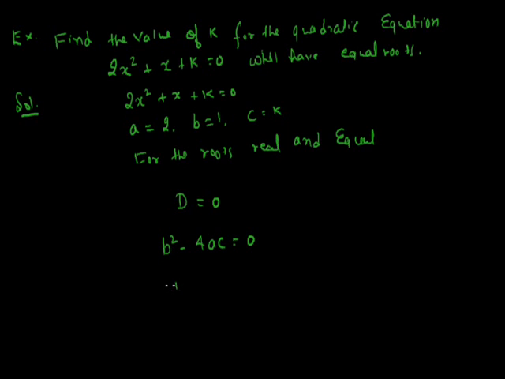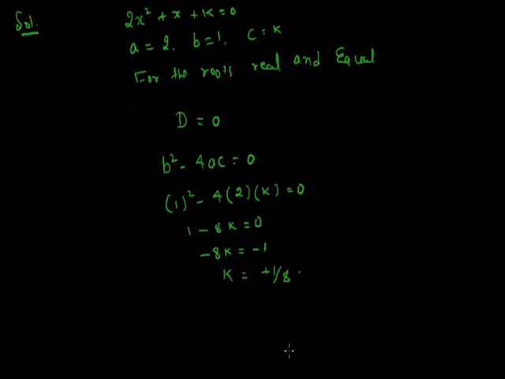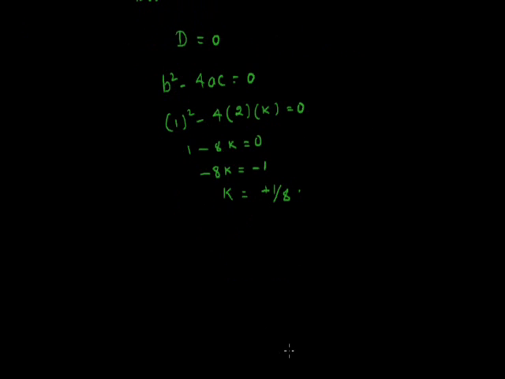Now b is 1, so 1 whole square minus 4 multiplied by 2 multiplied by k will be equal to 0, or 1 minus 8k equal to 0, or minus 8k equal to minus 1. Therefore k will be equal to 1 by 8. So here the value of k will be 1 by 8. Now for this, the roots of this equation 2x square plus x plus k equal to 0 will have real and equal roots. Now we will take some other example.